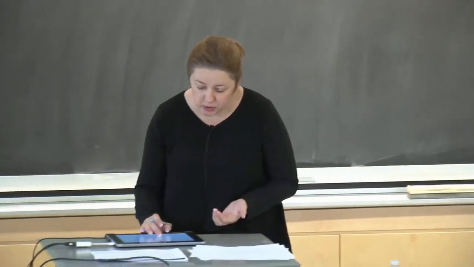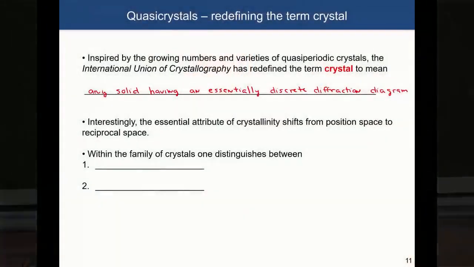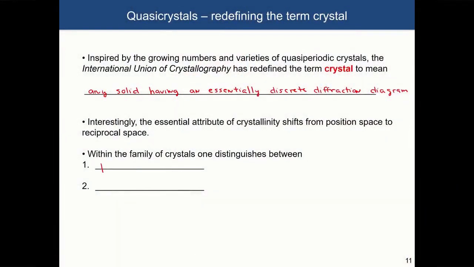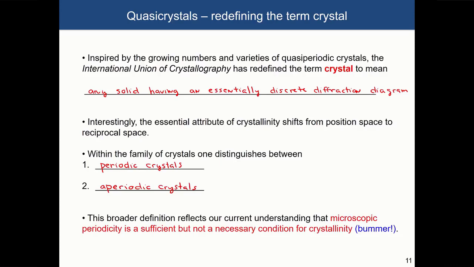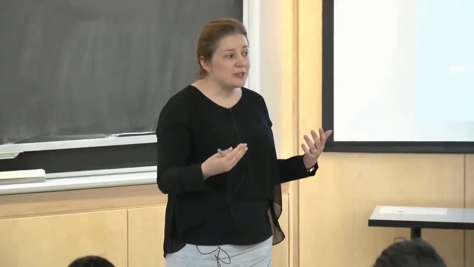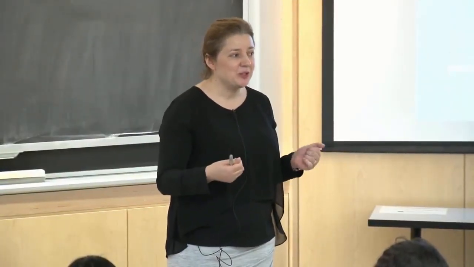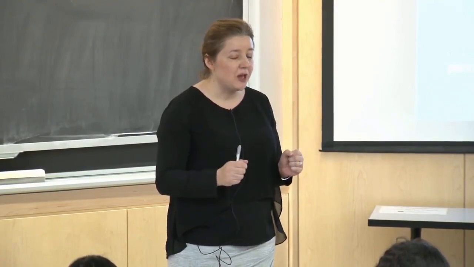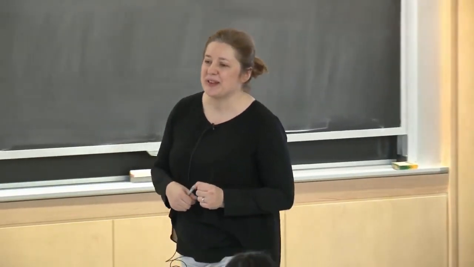And everything that we learned so far, all of the traditional crystalline materials, would be called periodic crystals, and the quasi-crystals would be called aperiodic. So what that means is that now crystalline materials are defined by diffraction and not by real space. What that means is that crystalline materials, by the new definition, are defined by their reciprocal space.